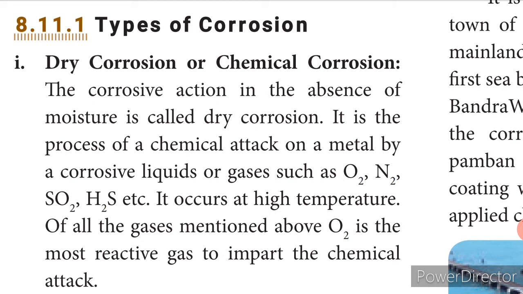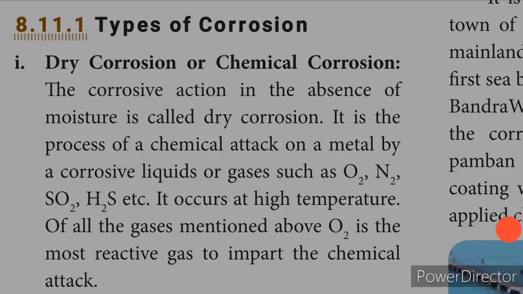Now since it takes place in the absence of moisture, it is called dry corrosion, and the corrosion is due to the corrosive liquids or gases, for example oxygen, nitrogen, sulfur dioxide or hydrogen sulfide. This takes place at very high temperature. Oxygen is the major reactive gas which imparts this chemical corrosion or chemical attack.